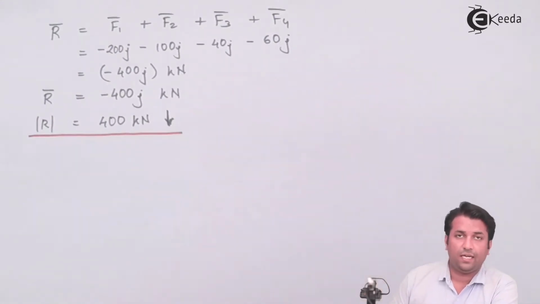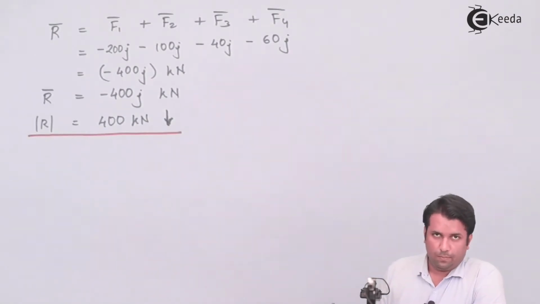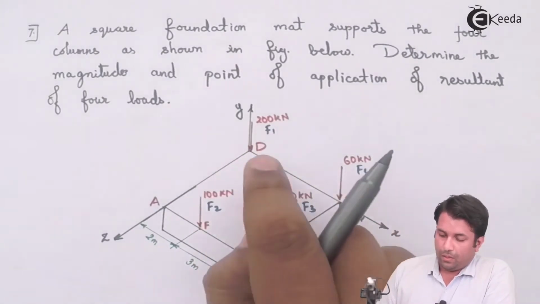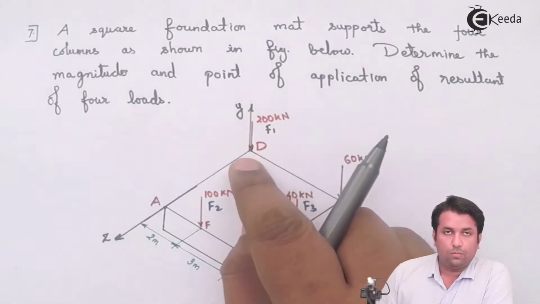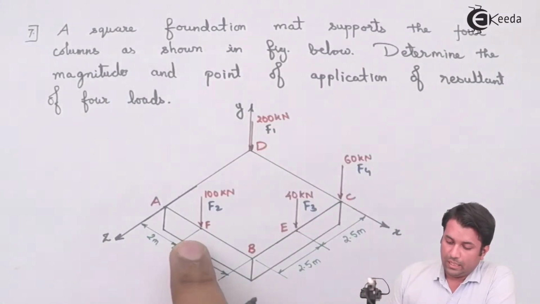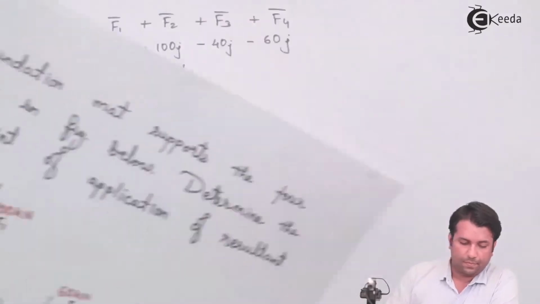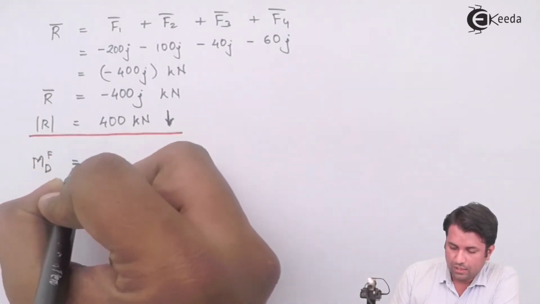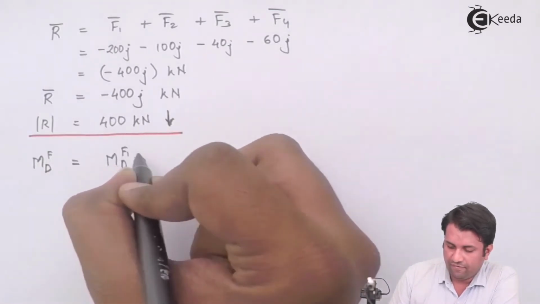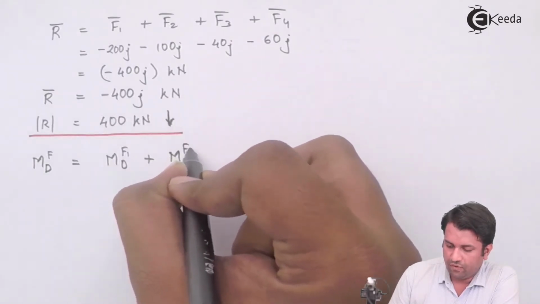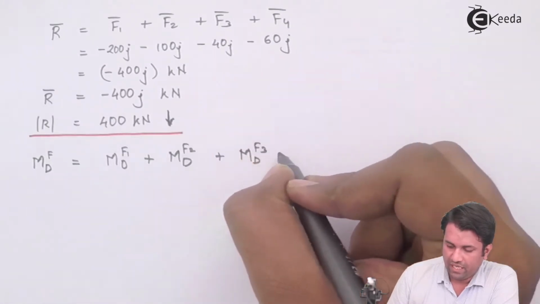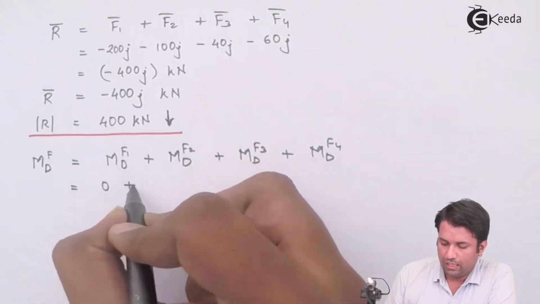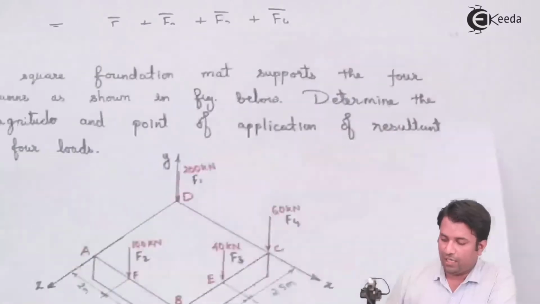Now I need to find the moment of each force with respect to a particular point. In this case, I'll take point D as the point for taking moments. From point D, I can see that force F1 is passing through it, so the moment of force F1 will be 0. The moments of the remaining three forces we need to find. I'm writing the moment about D for all the forces: moment about D for F1, moment about D for F2, similarly for F3 and F4. Moment about D for F1 is 0.